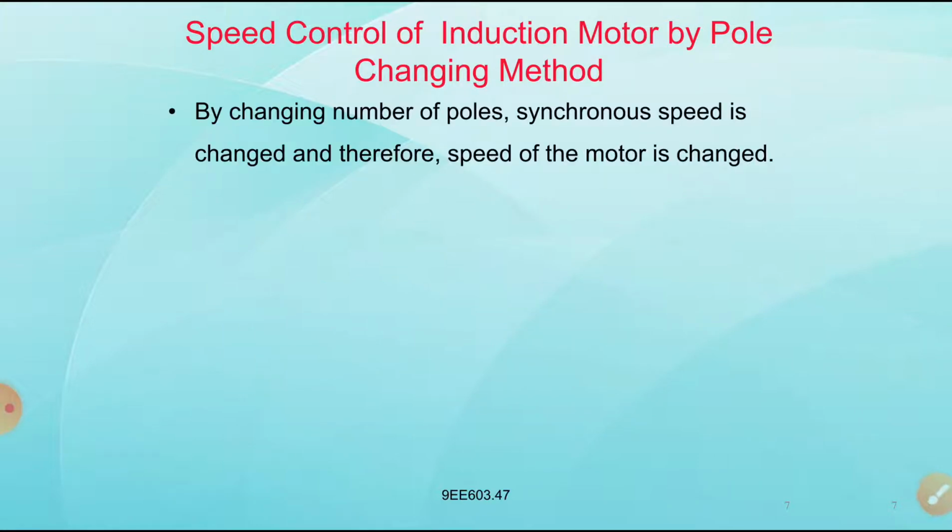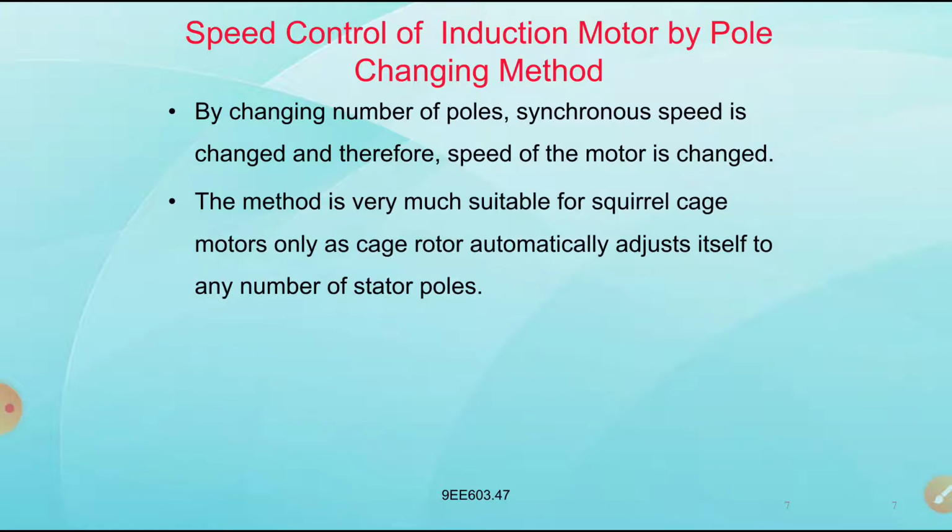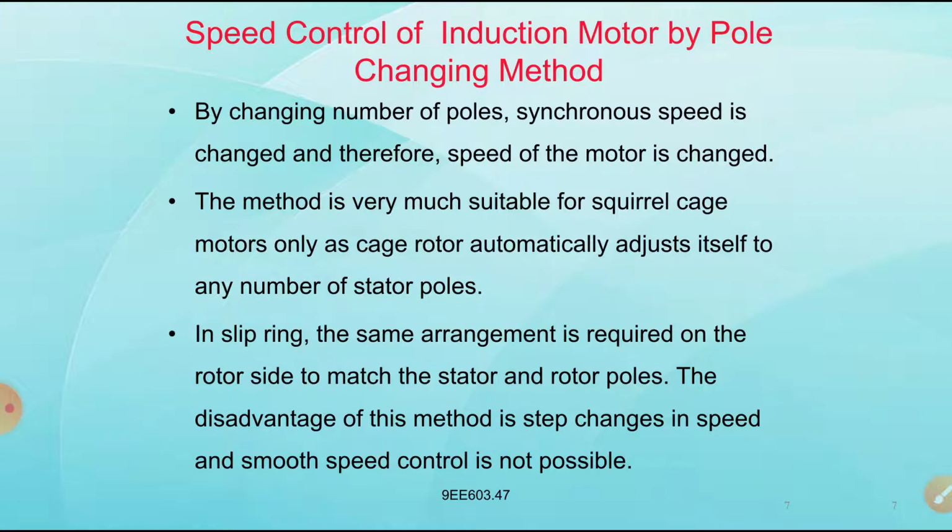By changing the number of poles, the synchronous speed is changed and therefore the speed of the motor is changed. The method is very much suitable for squirrel cage motor only, as the cage rotor automatically adjusts itself to any number of stator poles. In slip ring, the same arrangement is required on the rotor side to match the stator and rotor poles. The disadvantage of this method is step changes in speed, and smooth speed control is not possible.